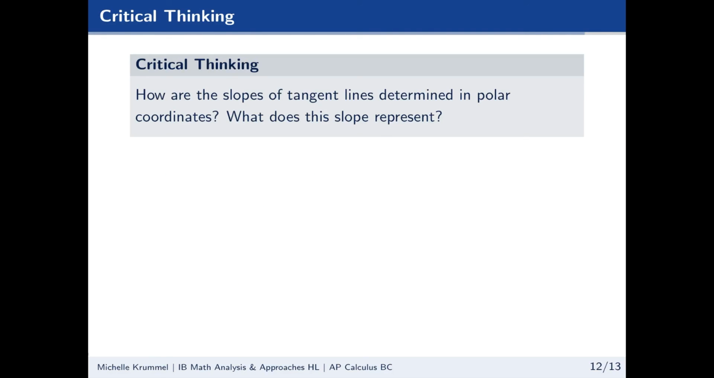Our critical thinking question for this lesson: how are the slopes of tangent lines determined in polar coordinates? What does the slope represent? So you want to think about the first part of the question, which is asking us in polar coordinates, how would you find the slope of the tangent line in polar coordinates, right? So not an xy equation, but an r theta type of equation. And then what does this slope represent? Can we describe this while working in polar form? Do we have to switch back to rectangular form to talk about the slope? Or could we talk about it in either coordinate system?